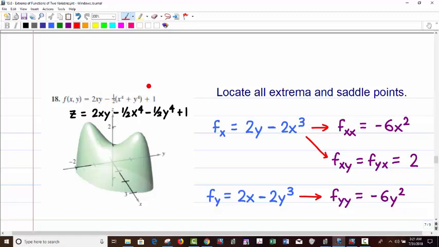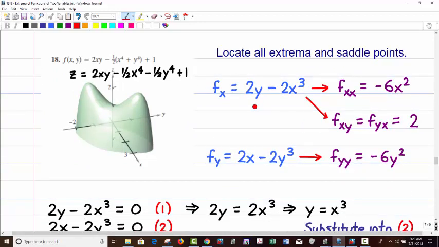So we're going to locate all the extrema and saddle points. But you can see the answer in advance with a graph. It looks like we got 2 relative maxes and a saddle. Let's see if that's what happens.